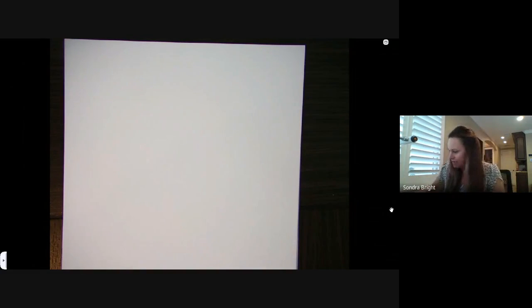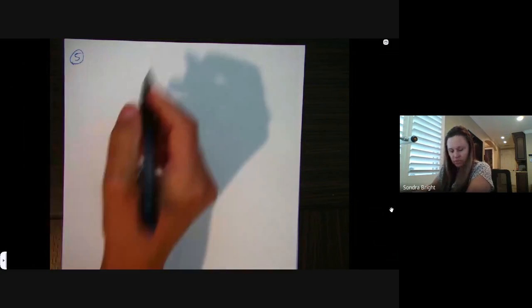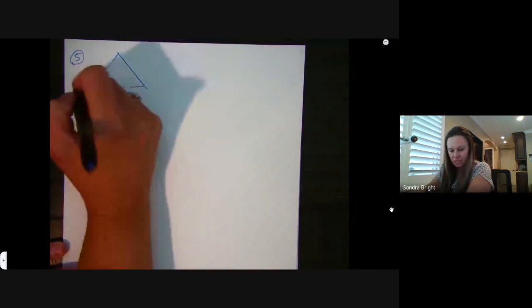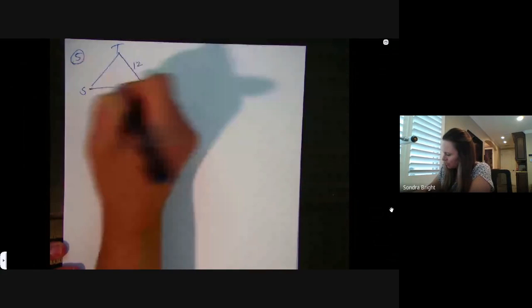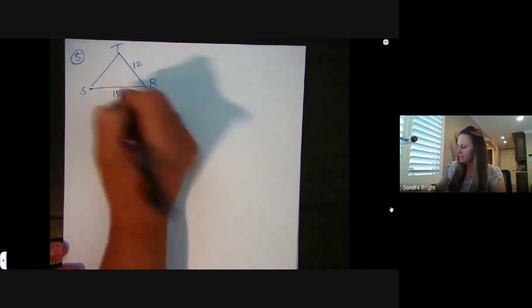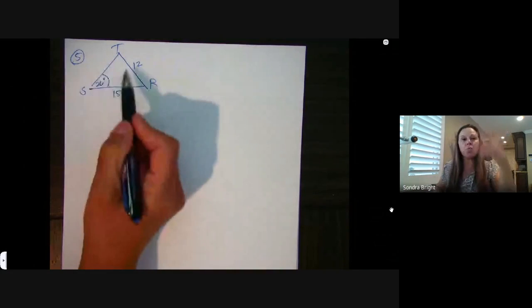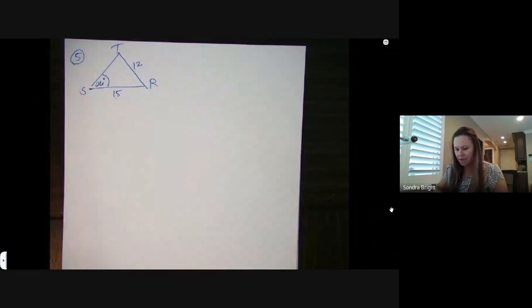Okay, so for number 5, sure enough, they gave you a pain in your butt one. It was triangle STR, where side S is 12 and side T is 15, and angle S is 26 degrees. Angle side, pain in your butt. So you're aware of it, right? You're looking at it going, okay, this could possibly have two answers. And how do you find out? All right, well, let's work on this one first.